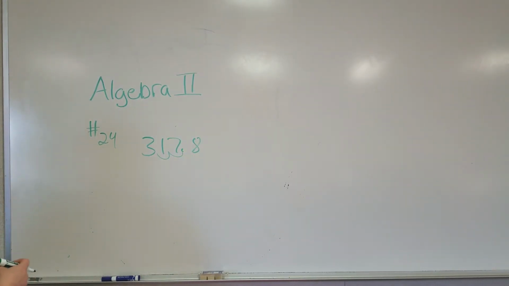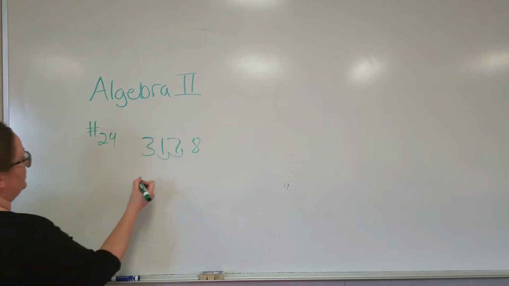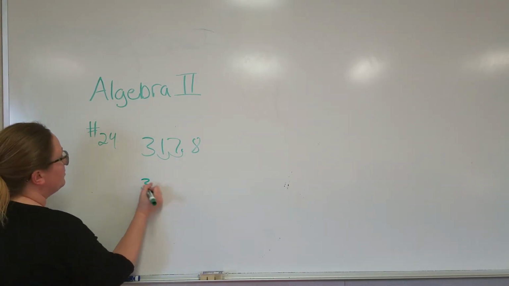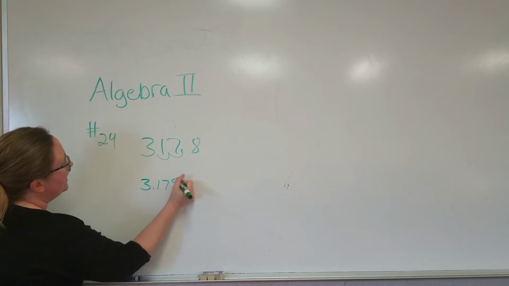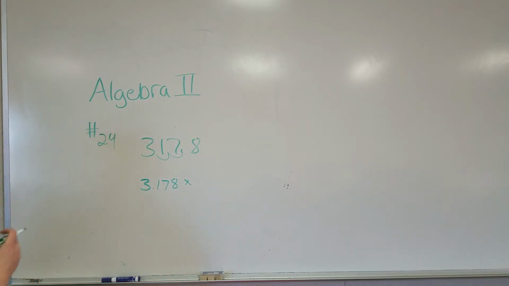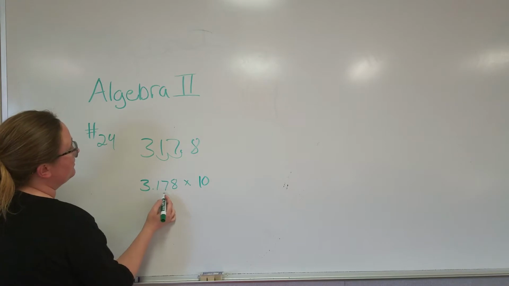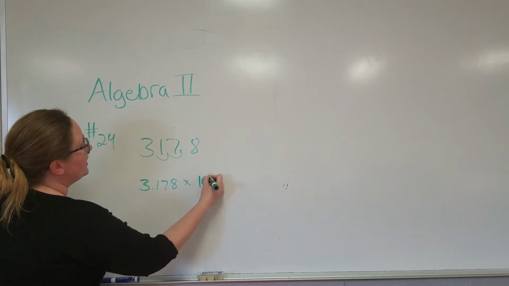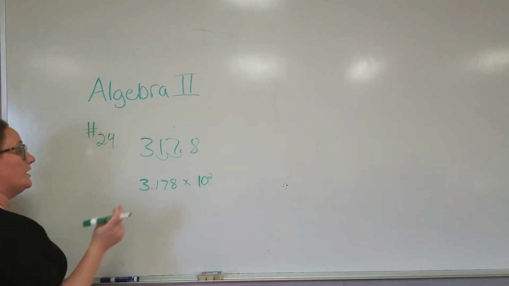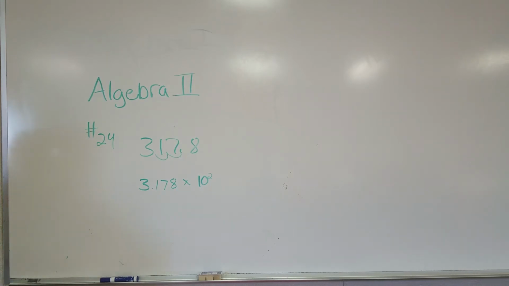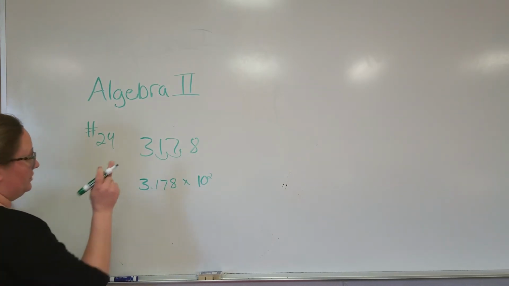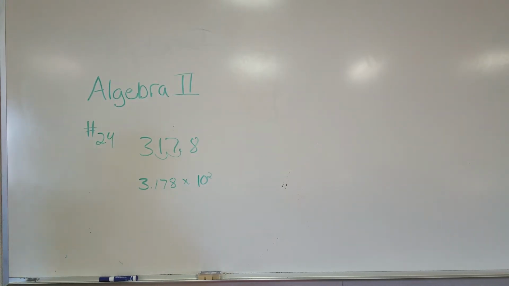Now, when you multiply this, you write 3.178. If, to get the original number, you have to move your decimal to the right, you always multiply by 10, and your exponent is the number of times you moved. If you have to move it to the right, you want a positive number. So in the end, I want to move it 2 places to the right, so it's 10 to the power of 2.